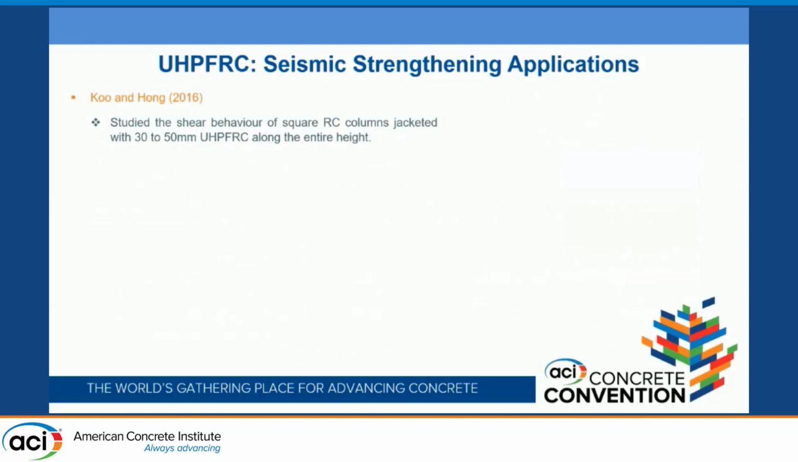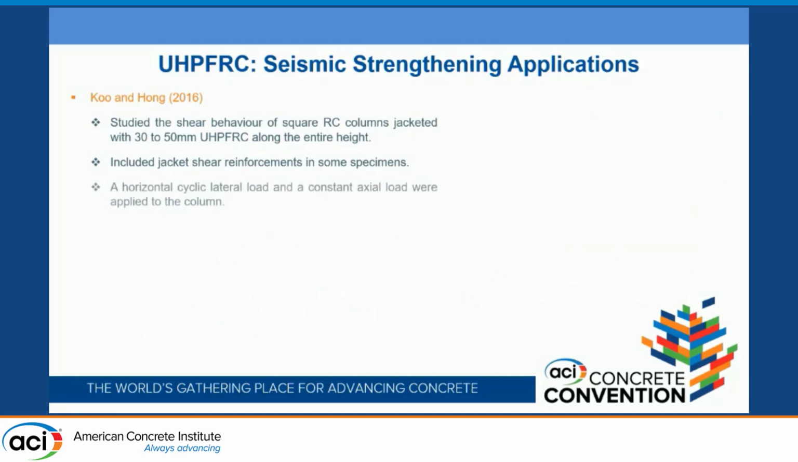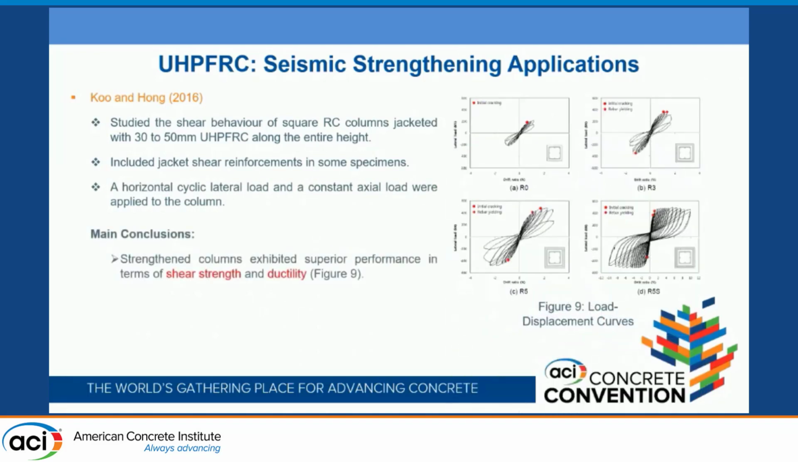In 2016, Kuo and Hong studied the shear behavior of RC columns jacketed with UHP FRC of thickness between 30 and 50 millimeters. Some specimens included shear reinforcement in the jacket, and they applied a lateral loading at the column tip. From figure 9, we can see that the strengthened specimens R3 and R5, which correspond to 30 millimeter and 50 millimeter jacket thickness, exhibited superior performance in terms of lateral strength and in terms of drift or ductility. Therefore, he concluded that UHP FRC jacketing is a viable option for shear critical elements or for seismic upgrading.